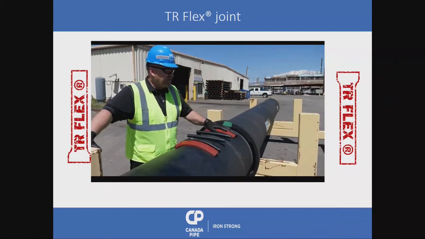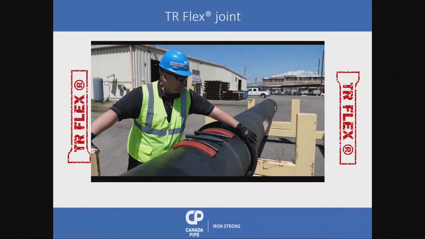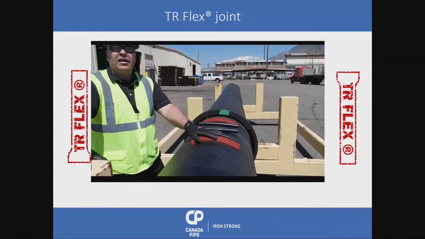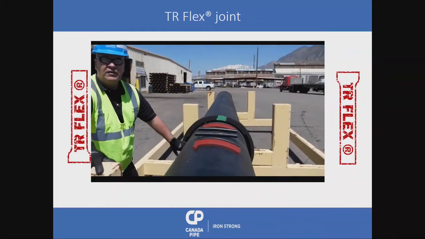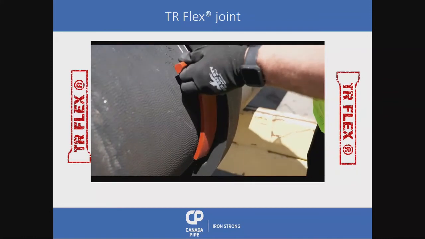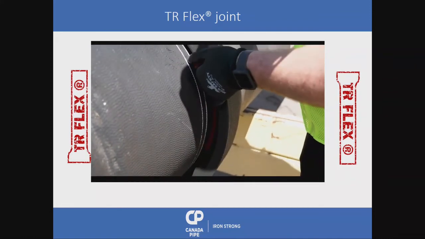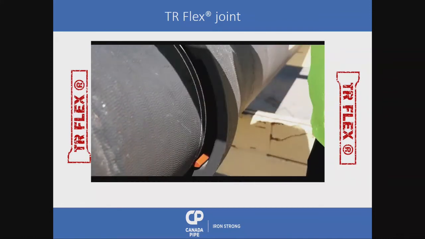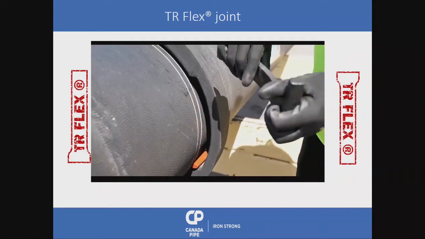We're going to use these locking segments to form one half of the ring in this slot, and we're going to use these locking segments to form the other half of the ring in this slot. First I'm going to insert the right hand lock. Next, I'm going to insert the left hand lock.